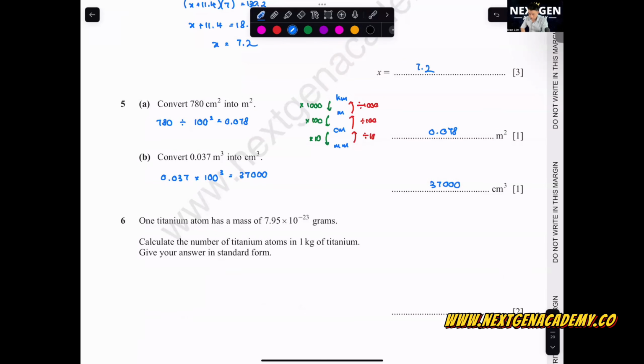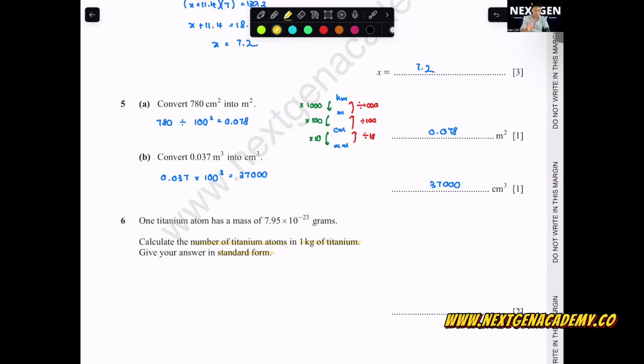All right. Okay, question number 6. Anyone got confused with this question? One titanium atom has a mass of 7.95 times 10 to the power of negative 23 grams. Calculate the number of titanium atoms in 1 kg of titanium. Give your answer in standard form. Yeah, I've looked through some of your papers. I think a few of you got a bit confused.